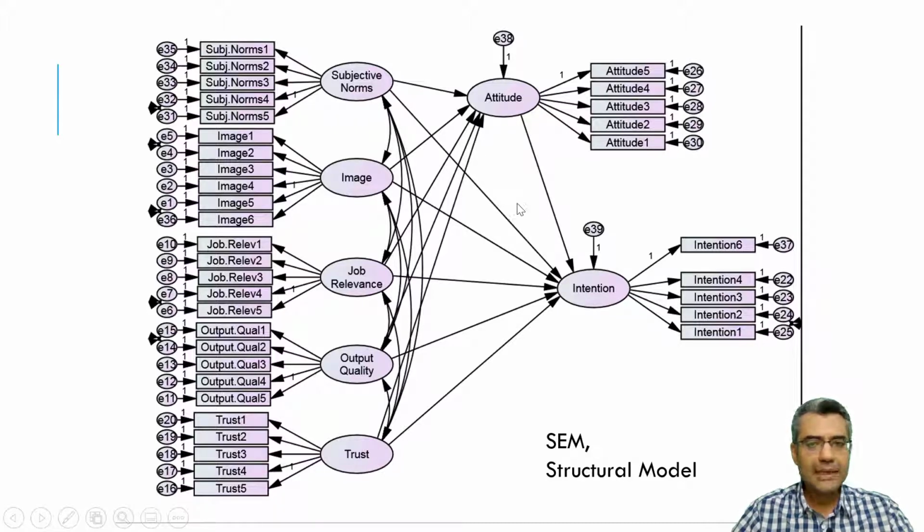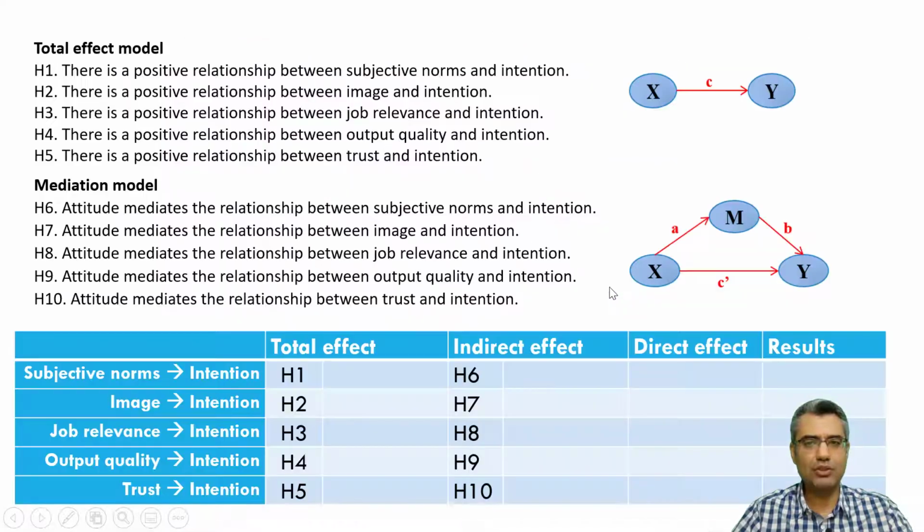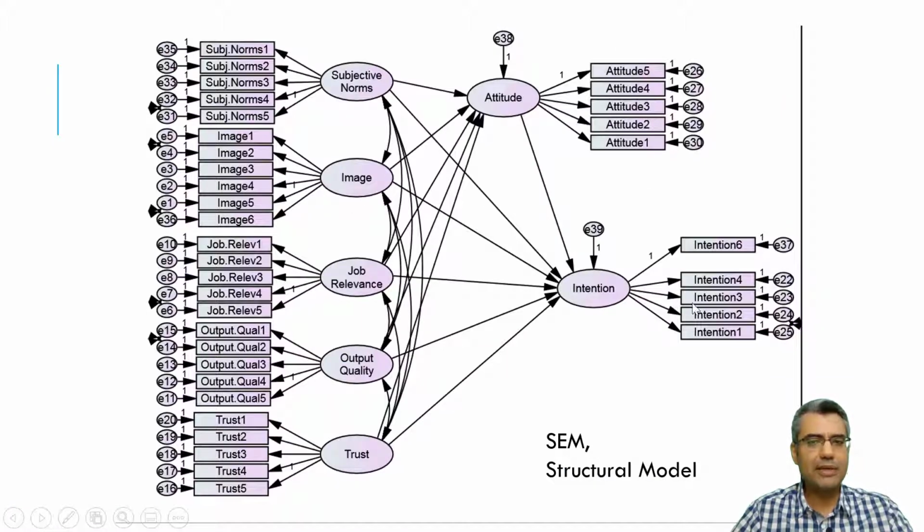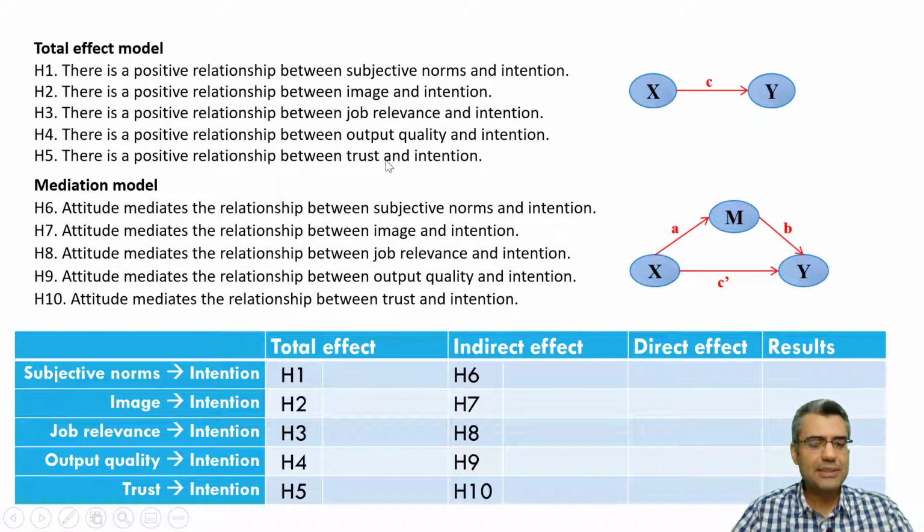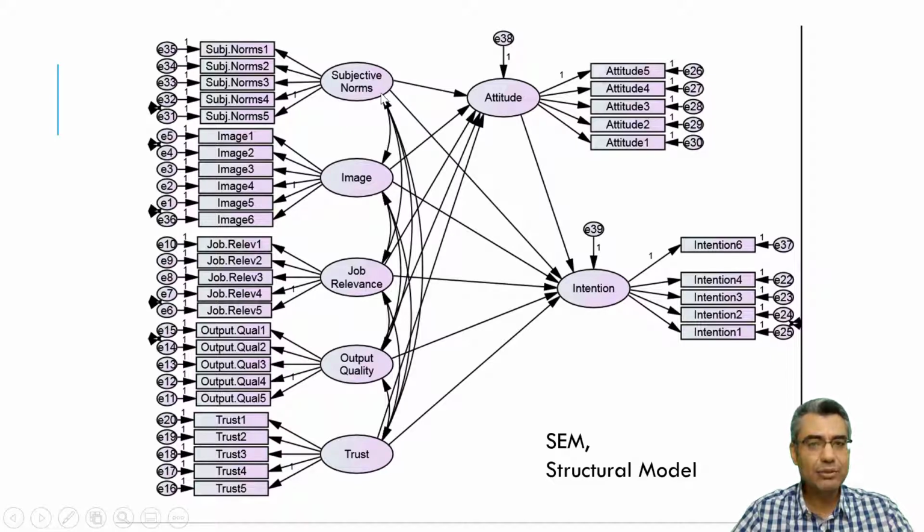So first I want to know whether subjective norms has any impact on intention. So I show it like this: subjective norms, intention. And then the next one, image on intention, job relevance on intention. So these are the 5 hypotheses. Then for the mediation, when I get significant results, I want to know whether attitude mediates the relationships between these 5 and intention. So I add attitude here.